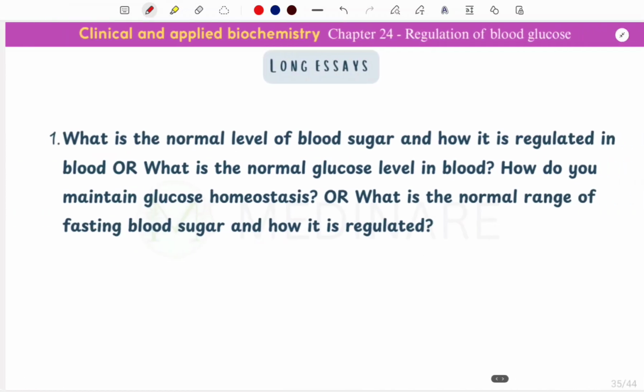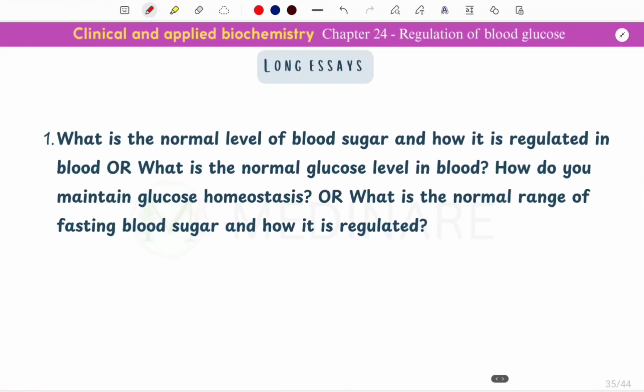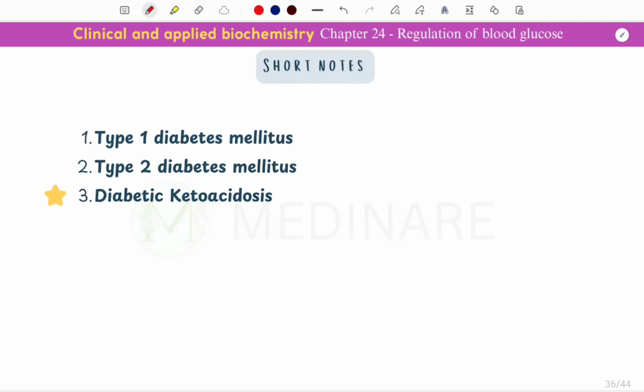Moving on to the next section, which is clinical and applied biochemistry. Very important question again. What is the normal level of blood sugar and how is it regulated in blood, or what is the normal glucose level in blood, which is the same meaning. How do you maintain glucose homeostasis, what is the normal range of fasting blood sugar and how is it regulated. Moving on to the short notes of the chapter, write about type 1 diabetes mellitus, type 2 diabetes mellitus, or diabetic ketoacidosis.